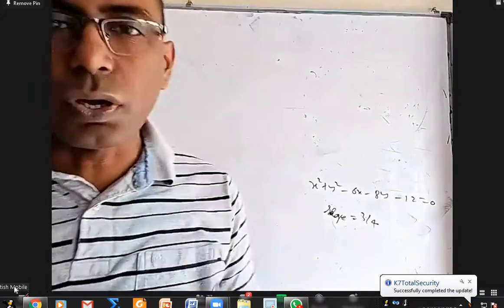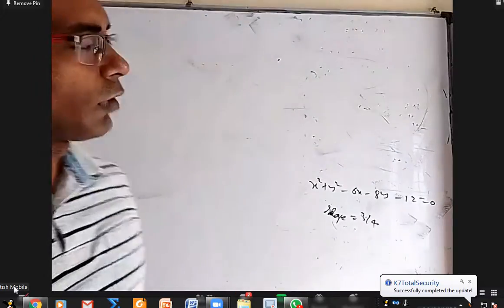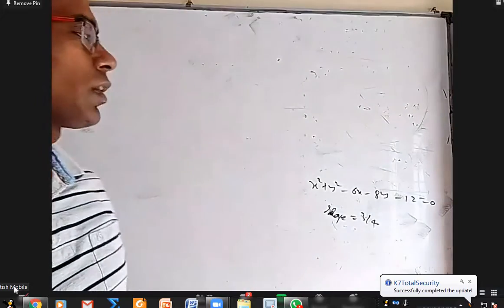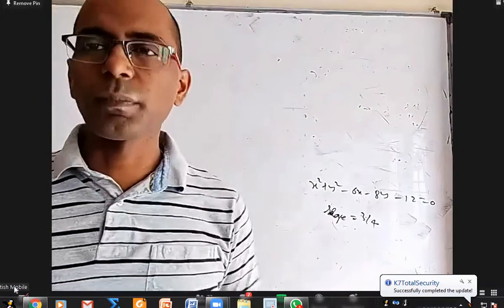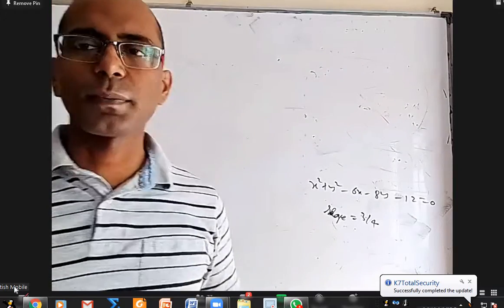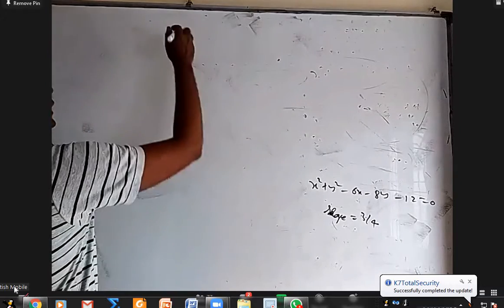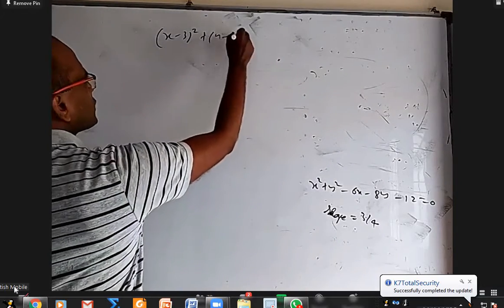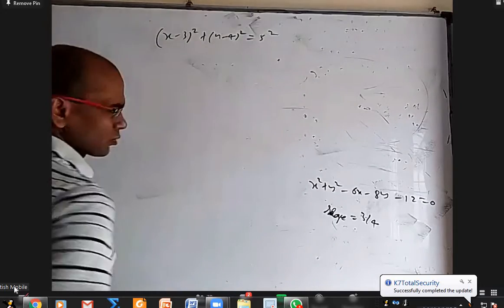For x square plus y square equal to r square, only when the center is origin, the formula is y equal to mx plus or minus r into root 1 plus m square. Center is not origin, so we have to replace y with y minus k or y plus f, x with x minus h or x plus g. So this is actually x minus 3 whole square plus y minus 4 whole square equal to 5 square.